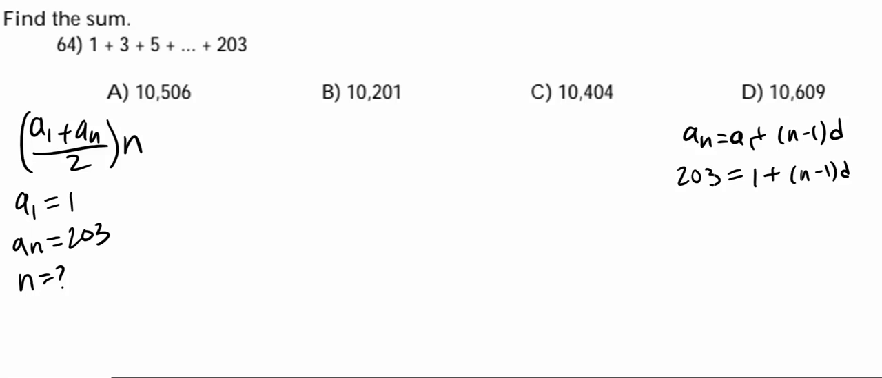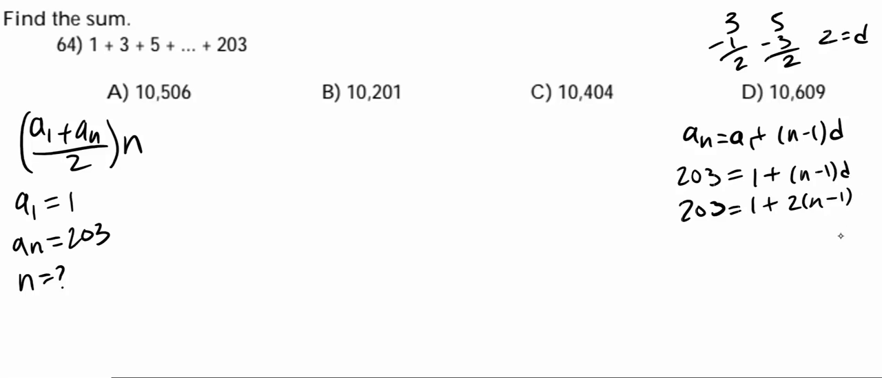And let's go ahead and solve for d really quickly so we can just put a number instead of a variable there. So we have 3 minus 1 equals 2, and then we have 5 minus 3 equals 2, so 2 equals d. So then we have 203 equals 1 plus 2 times n minus 1.